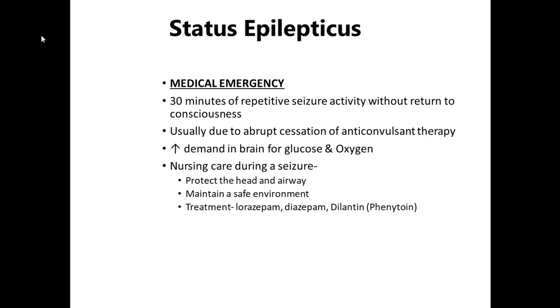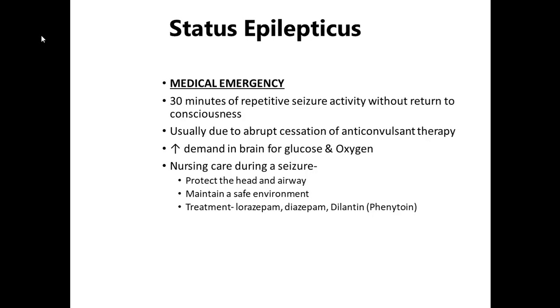Again, nursing care during a seizure, I think we've gone over this, but we need to make sure we're protecting their head and their airway, that they're in a safe environment, and treatment with something like lorazepam, diazepam, or Dilantin. What is it called? We call them butt darts. It's Diastat, which is actually a rectal form of diazepam or Valium, and that should stop the seizure.